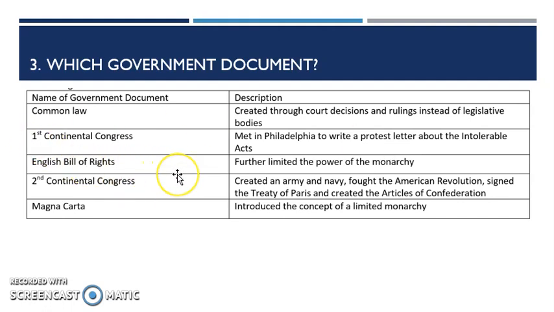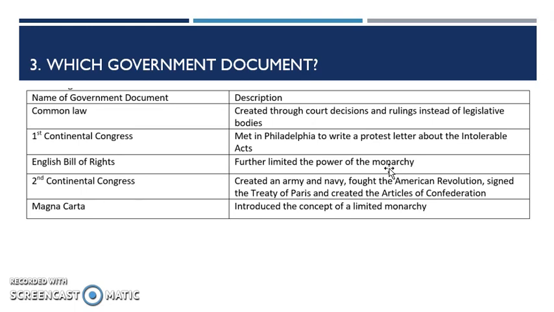The next one is the English Bill of Rights. This is going to further limit the power of the monarchy. Even though England's government is very strong and very powerful, it's not the king that is, it's Parliament. And so the English Bill of Rights gives their elected government, Parliament, more power, and it limits the king's power over them. So when the colonists are always complaining about the king, it's not really the king, it's really their Parliament that's actually the issue.